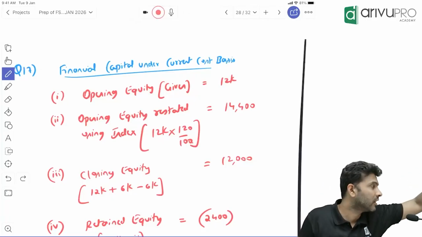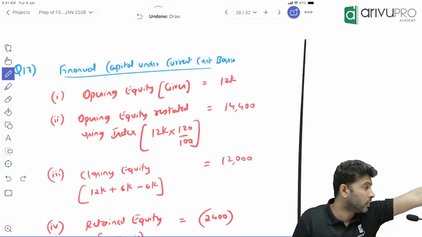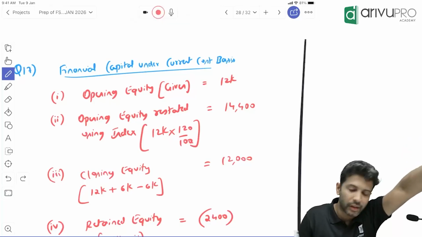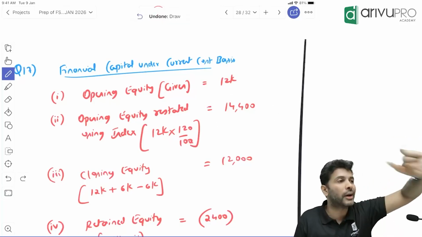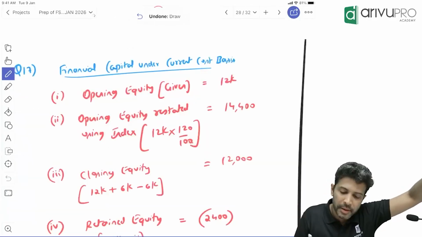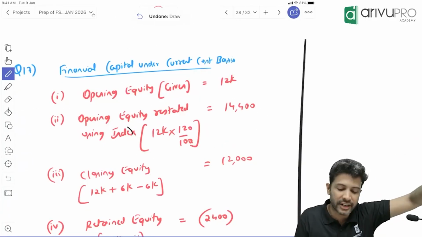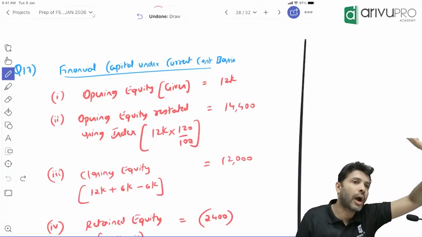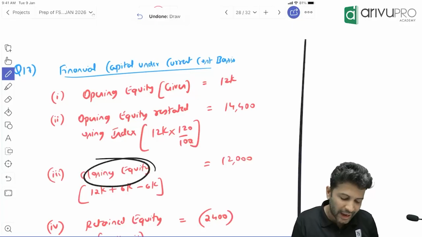14,400. Yes. This much money you need to buy the goods in the next year. Comfortable? See, that's what we got here. Correct? That is what we mean by opening equity restated using the index. This number makes sense now? Pakka? Now find out the actual closing equity.